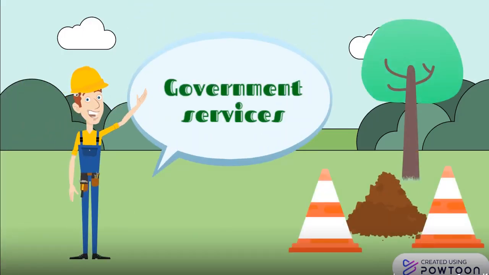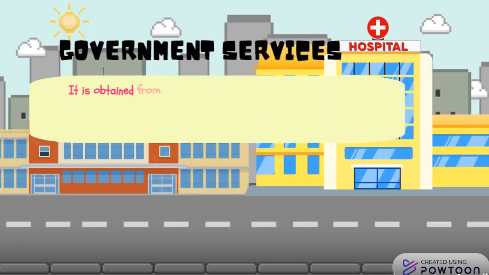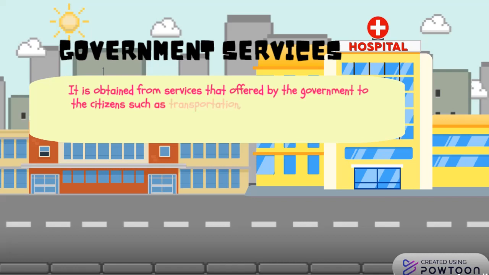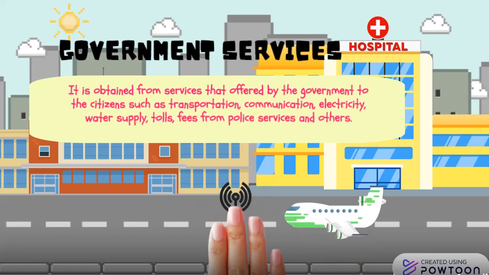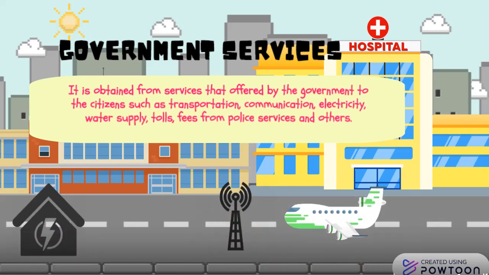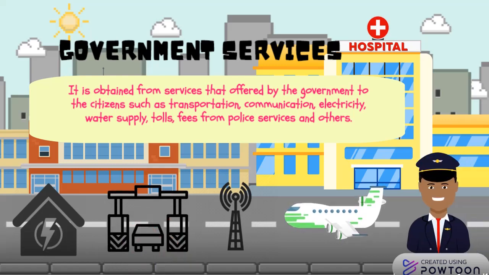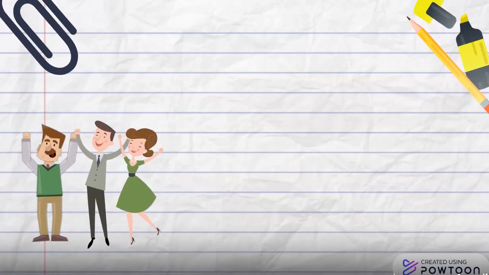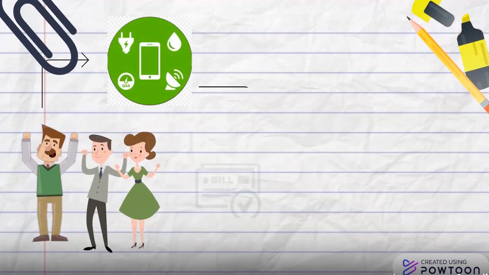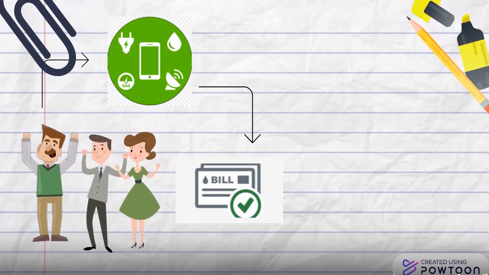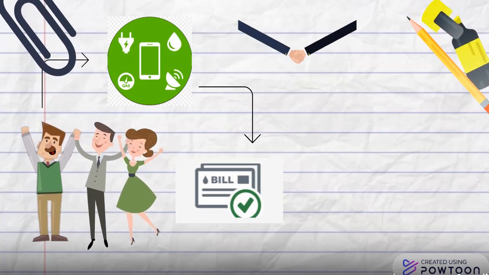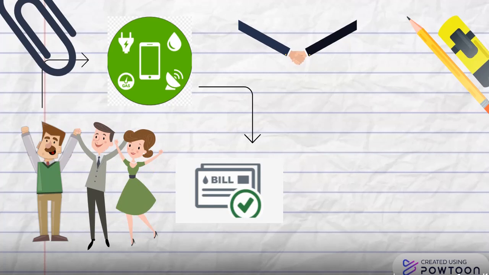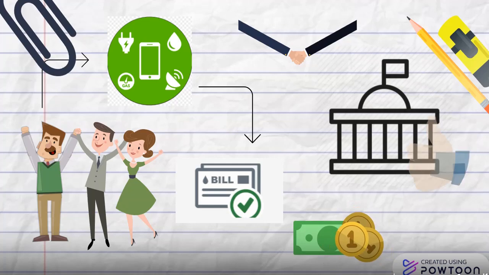Next, we move to government services. It is obtained from services offered by the government to the citizens such as transportation, communication, electricity, water supply, tolls, fees from police services and others. For example, when citizens use the government services, they will pay bills, which include the share of non-tax revenue as they offer infrastructure support to ease the services. So, in return for collecting this revenue, the government will provide better goods and services for the people.